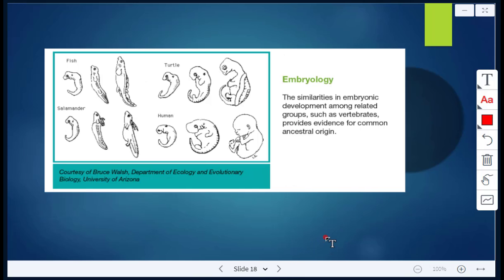All right, and then another source of evidence is embryology. This is the study of embryos. So here we're looking at different embryos. We have fish, turtle, salamander, and human. And there are similarities in embryonic development among related groups, such as vertebrates, which provides evidence for common ancestral origin.